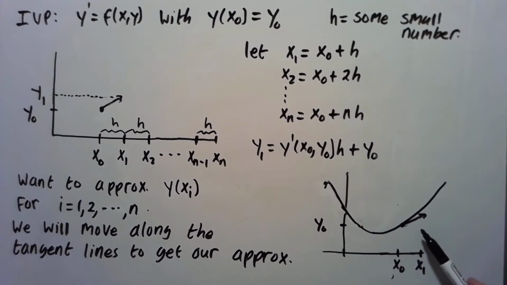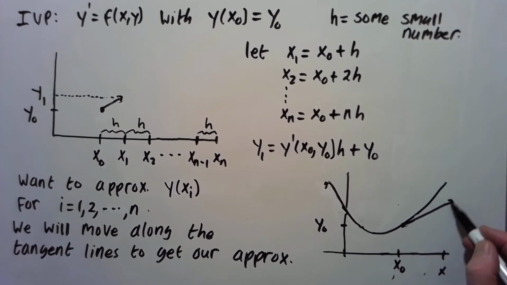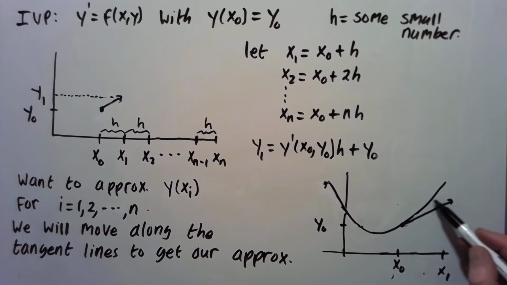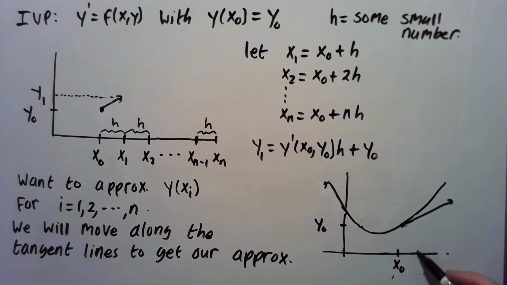Because if you chose your h value to be very large, so say your x1 is way over here, you can see the tangent line and the function aren't necessarily close anymore. But if you choose the x1 value very close to x0, then the y value on the tangent line and the actual function value will be very close to each other. Okay, so that's the idea.